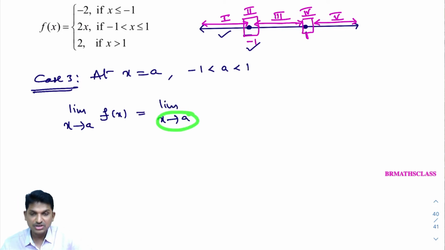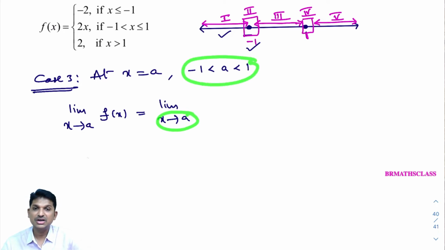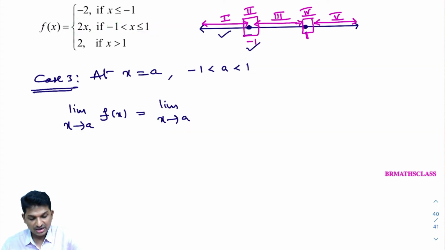X approaches to a means here what is a? A is in between -1 and +1. When a is in between -1 and +1, which function to choose? We need to choose this function 2x. So here I'll write 2x. Okay, that equal to. Now I need to calculate this.